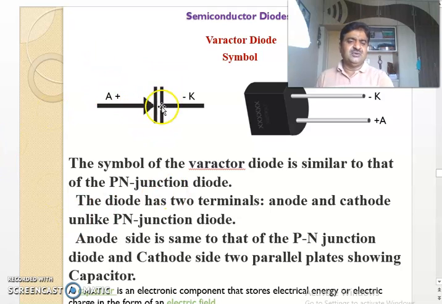Two plates are given on the cathode side. The anode side is the same as that of the PN junction diode. This anode side is exactly similar to the PN junction diode. The only thing is the cathode side. What is the difference? On the cathode side there are two parallel plates like this. They are showing a capacitor, a condenser.